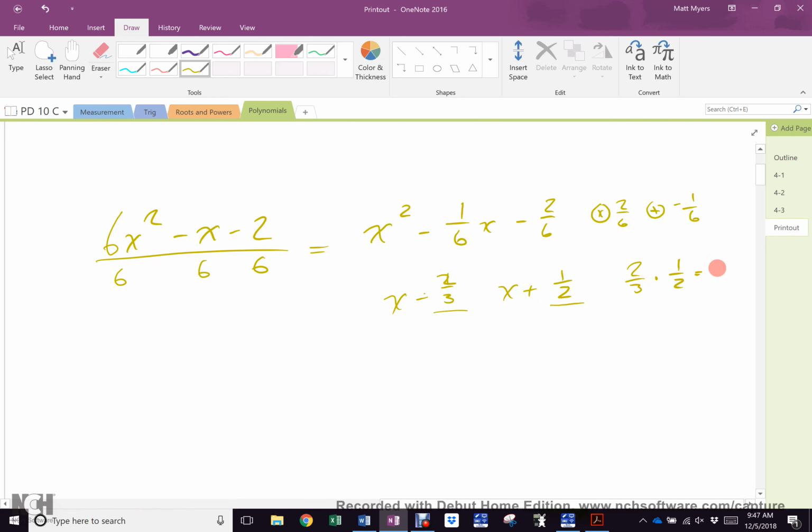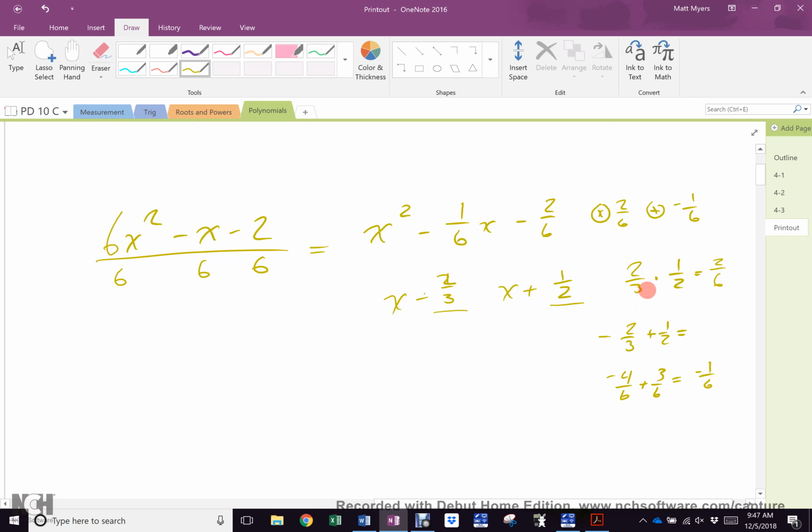What is that? 2 sixths, right? Everyone agree? What is 2/3 minus, or negative 2/3 plus 1/2? That's negative 4 sixths plus 3 sixths, yes? Which is what? Negative 1 sixth. So there's our factors, right?